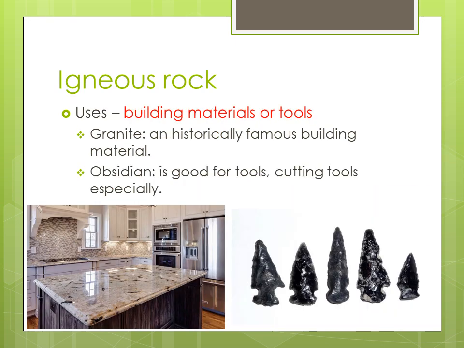Now, what do we use this for? Well, mostly building materials and tools. All right? Granite is an historically famous building material. If you look to the left, we've got a granite countertop in your kitchen. And then obsidian, as an example, is good for tools, cutting tools especially. Again, if you look to the right there, we've got some obsidian arrowheads.